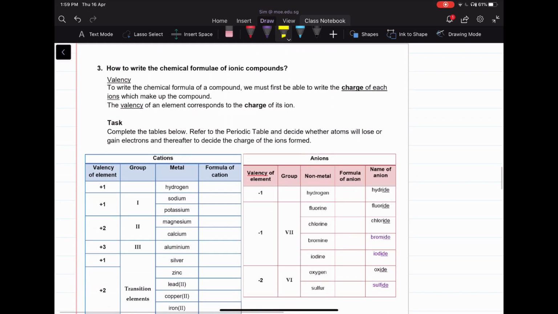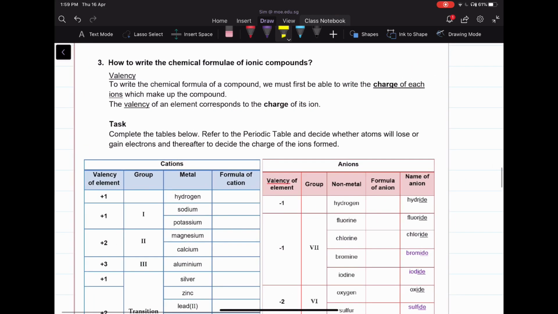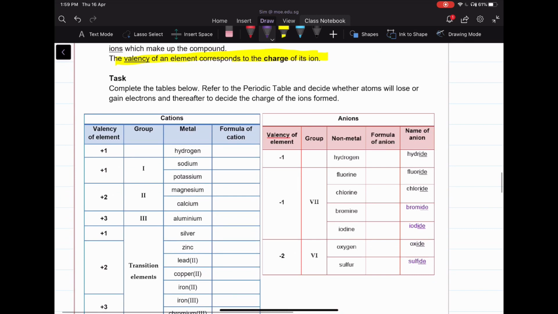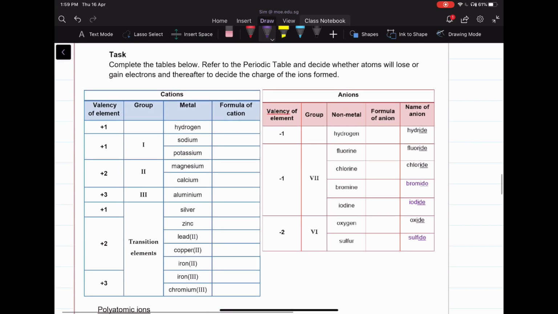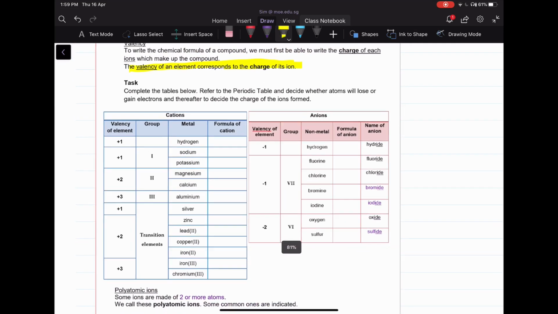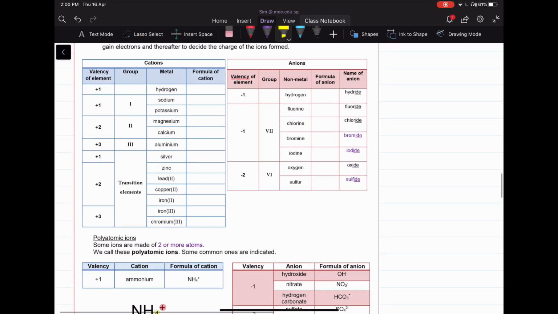How do you show the chemical formula? In order to show the chemical formula, you must know what's the charge of the ions. This is something that I call valency. So valency allows you to know what's the charge of the ion. So basically, I'm just going to run through this very quickly because we have been doing this quite a bit already. For certain of the ions, you do need to memorize what they are representing. So I'll give you some guide on what are those that you need to memorize.